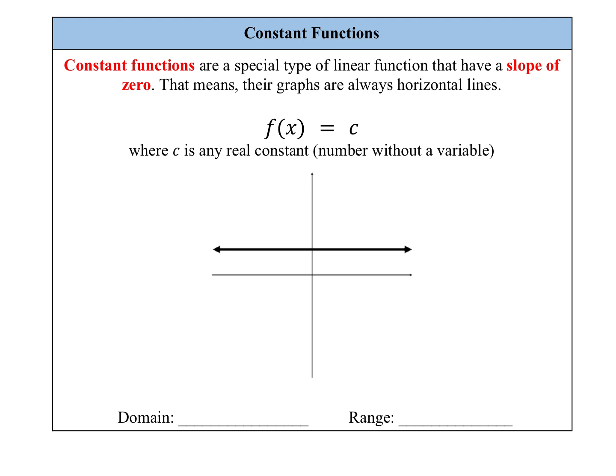For these, our domain is always going to be all real numbers. You can see our graph stretches to the left and right infinitely. And the range is just going to be one value, which is c. So we could put that in little braces to show that. That's the only y value that exists. And c can represent any real constant, so any real non-variable number.